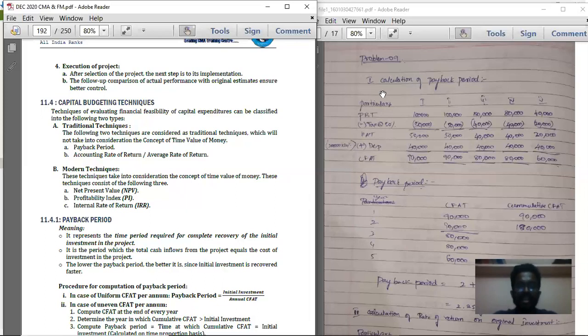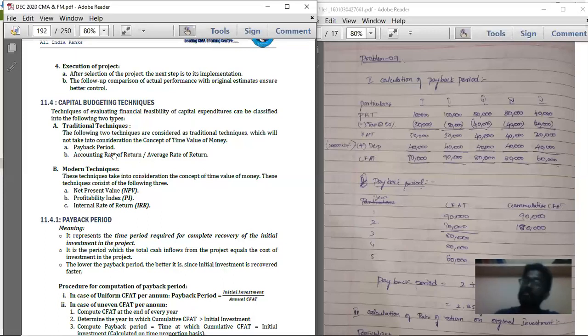These traditional techniques don't take the concept of time value of money into account. Suppose you have 1 crore rupees today, it will consider that as 1 crore today also. Even if you keep that 1 crore in your house itself, below your cushion or in your cupboard, even after 10 years that 1 crore will be 1 crore under traditional techniques. Whereas modern techniques will consider the time value of money. So if you want 1 crore rupees 10 years later, you can multiply it with the present value factor so that you arrive at the present value of that 1 crore rupees. That is called modern techniques.